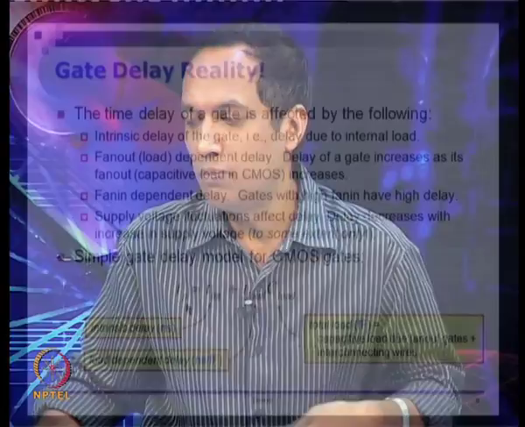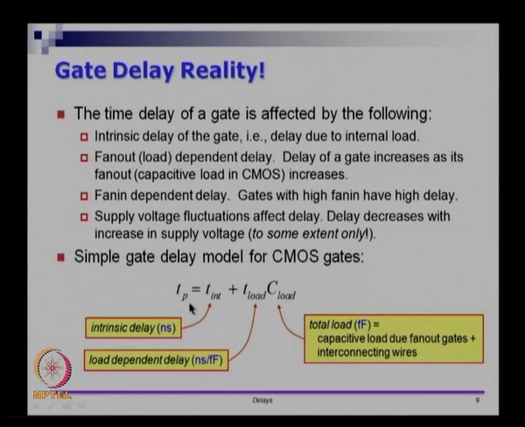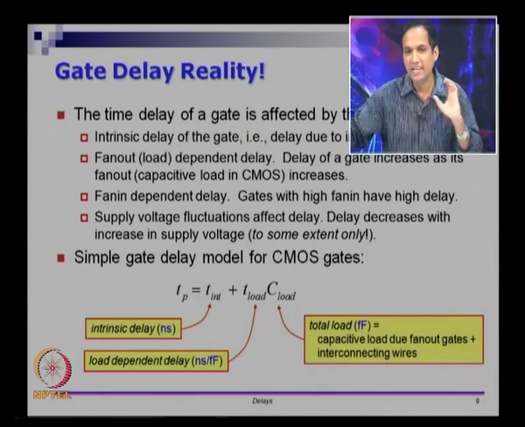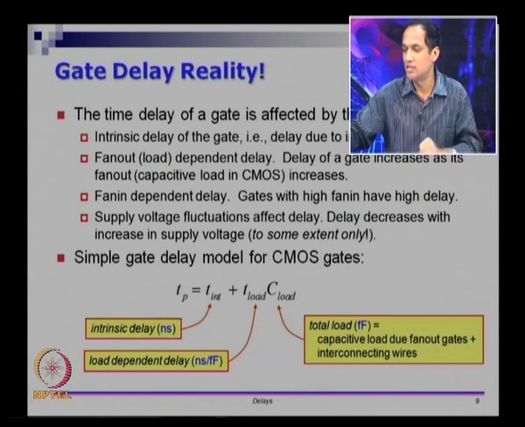Equivalently, in an electrical circuit, the propagation delay of a gate is some intrinsic delay plus something due to the load. Even if the circuit is not loaded, even if it is not connected to anything, there is always some intrinsic delay or some basic delay that the gate will have. So a change in input will take some finite amount of time to change the output.